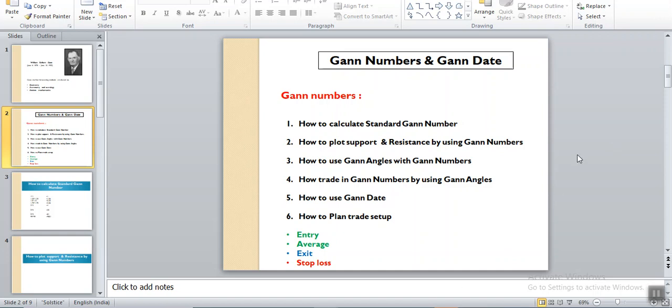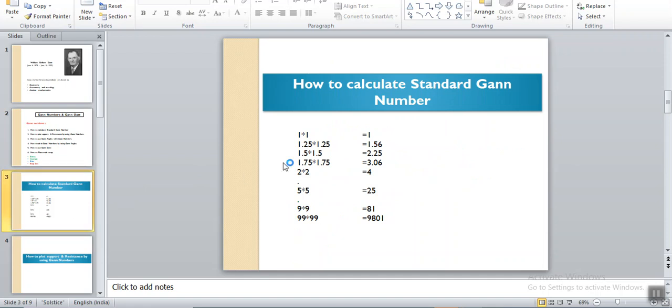First, we'll see how to calculate standard Gann numbers. To calculate Gann numbers, you just need to square each number. One squared is one, and 1.25 into 1.25 gives 1.56. The next numbers are 1.5, 1.75 and 2. These are the major degree numbers. From 1 to 1.25 is one degree, from 1.25 to 1.5 is the next degree, from 1.5 to 1.75 the next, and the final is 2.